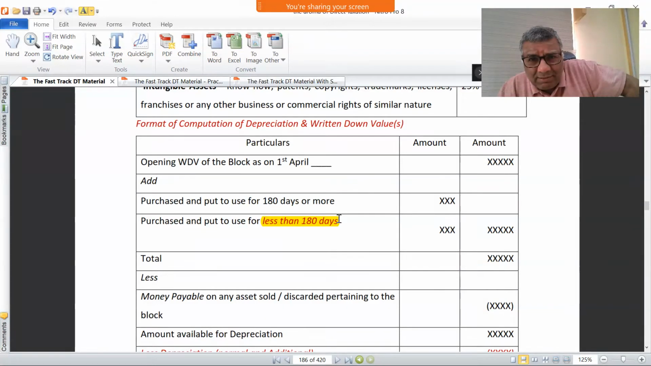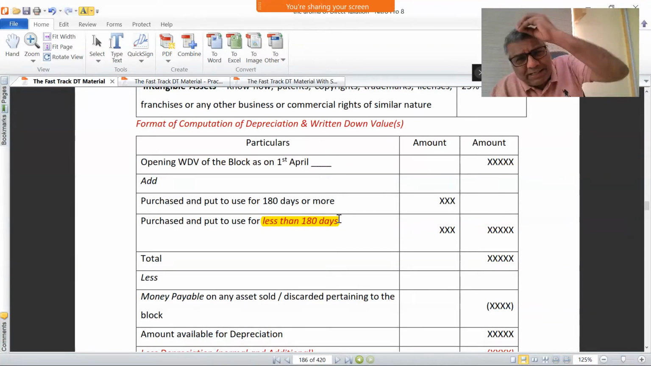Indirectly, the law says income tax law does not recognize proportionate basis of depreciation. What is proportionate depreciation? I purchase an asset on July 1st. Our general accounting practice and company law says asset value into rate into 9 by 12. Purchased on August 1st, 8 by 12. September 1st, 7 by 12. October 1st, 6 by 12. November 15th, 4.5 by 12. January 1st, 3 by 12. Income tax law does not recognize proportionate basis of depreciation.